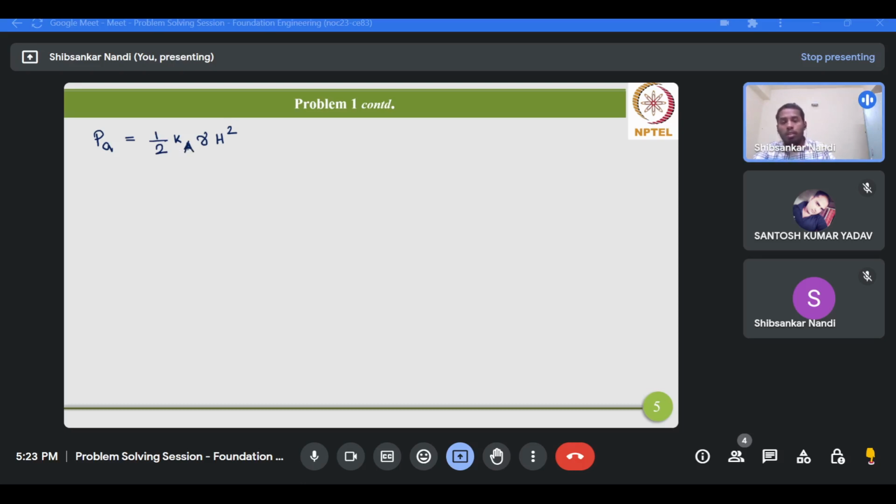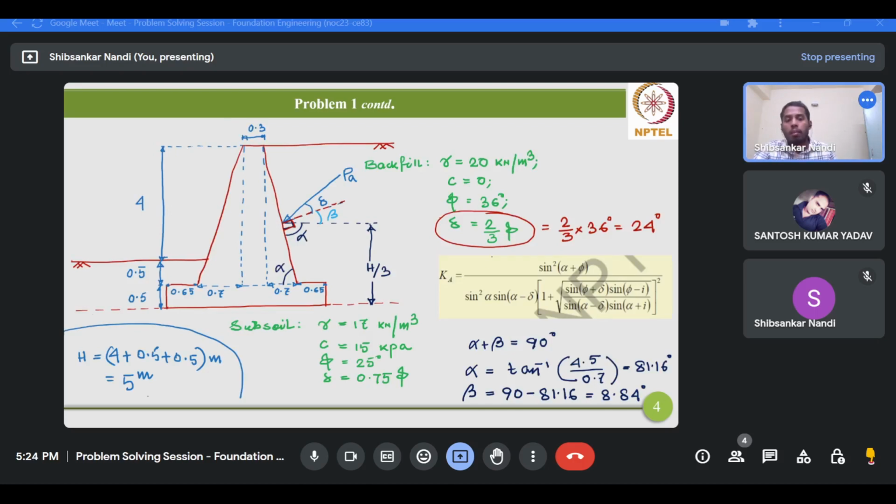Now this K value you have to determine based on the Coulomb's theory of earth pressure. We have just now discussed that the wall back face is not perfectly smooth. It is rough, with a wall friction angle of 24 degree. So we have to go for the Coulomb's theory of earth pressure. We cannot utilize the Rankine's theory. Rankine's theory is applicable when there is no wall friction, so the back face is totally smooth. Delta will be 0 in that case.